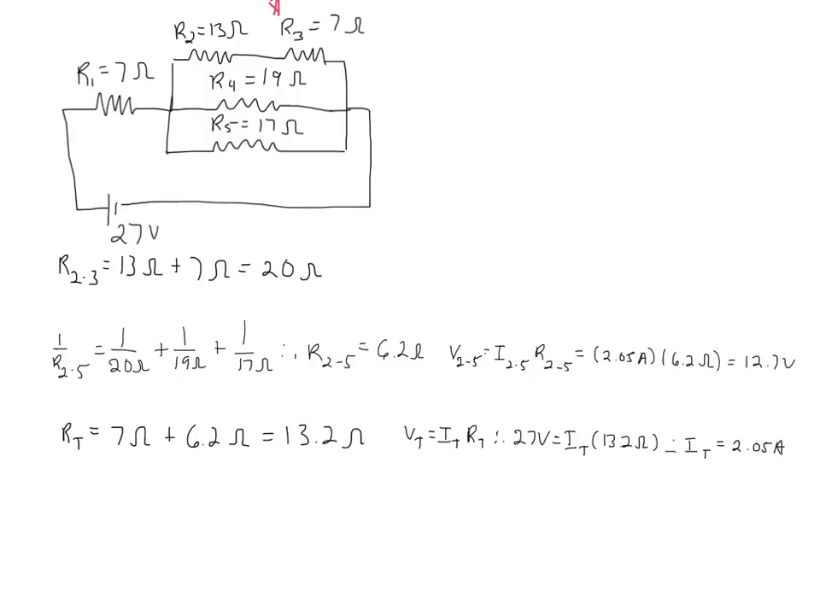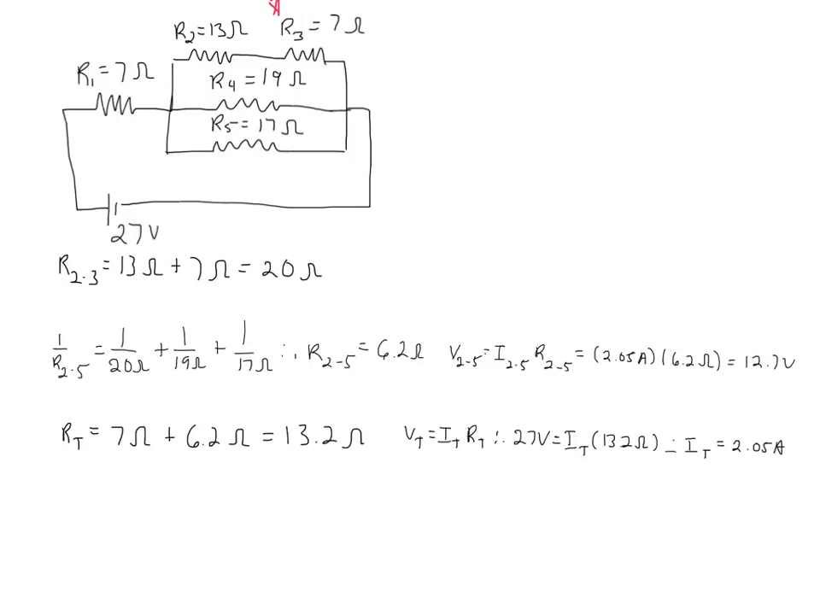Now we're going to use that 12.7 volts as the voltage through the top branch, the middle branch, and the bottom branch. But we're really only concerned with the top branch because that's what R3 is part of. So the voltage through this top branch is 12.7 volts. Now we've got to find the current through that top branch.